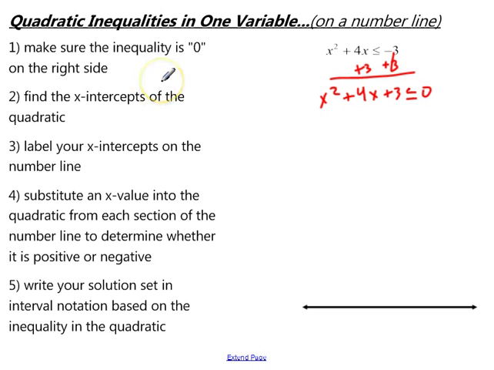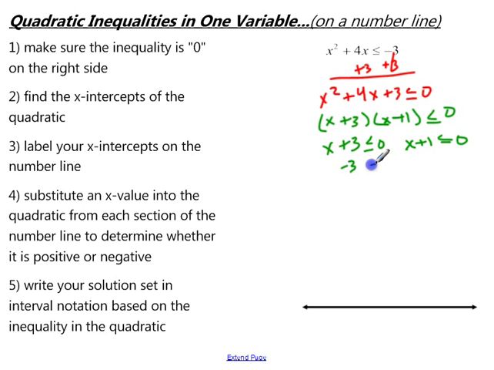Then for step 2, we want to find the x-intercepts of the quadratic. That means we need to solve for x, so either factor or use the quadratic formula. I'm going to factor because it is faster. So we get (x plus 3)(x plus 1). Then we set each one in the inequality. So x plus 3 is less than or equal to 0, and x plus 1 is less than or equal to 0. Then subtract 3, so x is less than or equal to negative 3. Subtract 1 from both sides, so x is less than or equal to negative 1.